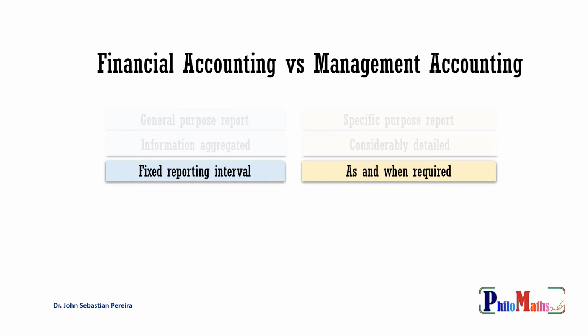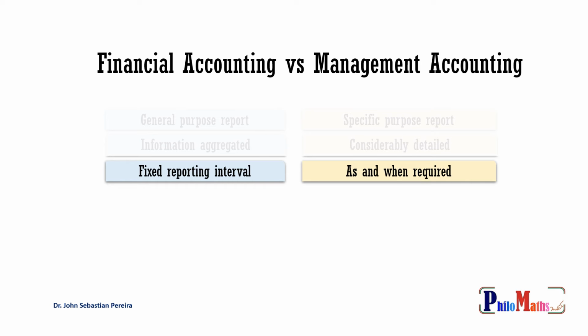Financial accounting information has a fixed reporting interval. Depending on which geography the company operates in, the regulatory regime will define whether the company has to produce a report every quarter, every semi-annual, or every annual. Sometimes it also depends on the size of the company. The bigger your company, the more frequent would be your reporting requirement.